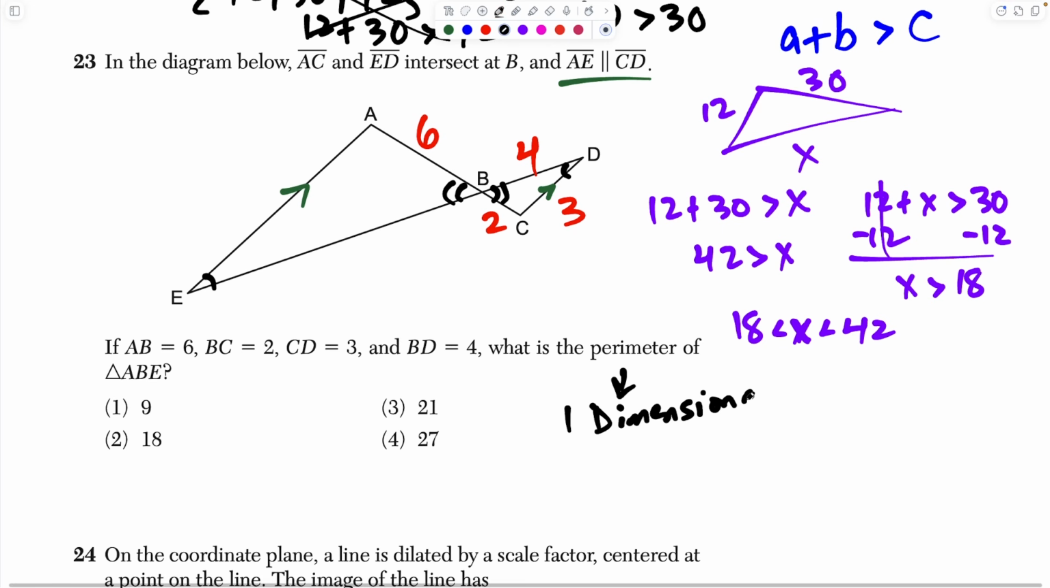Okay, so this is a one-dimensional measurement, which tells us that we could just find the scale factor and then multiply the perimeter of the small triangle by that scale factor. But what we have to be able to say first is which side corresponds to AB in the small triangle. That could be a little bit tricky.